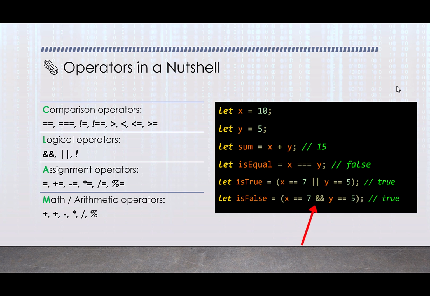Then we have the logical, right? So that's the L of the acronym. We're using a logical operator, the AND operator. So we're saying, is x equal to 7 and y equal to 5? Well, yeah, y is 5, but it is not the case that x is 7 and y is 5. They both have to be true for that whole thing to evaluate to true.